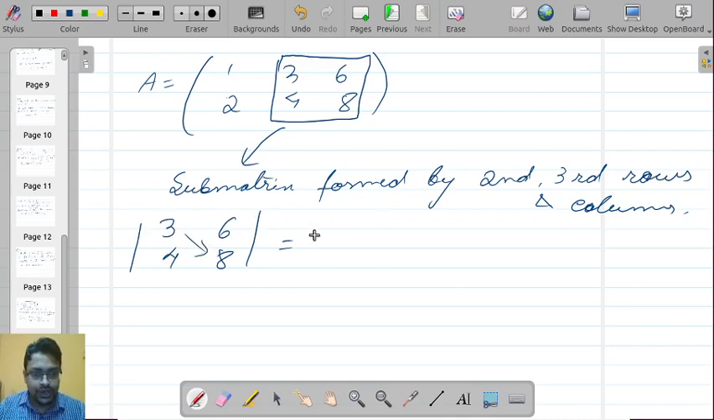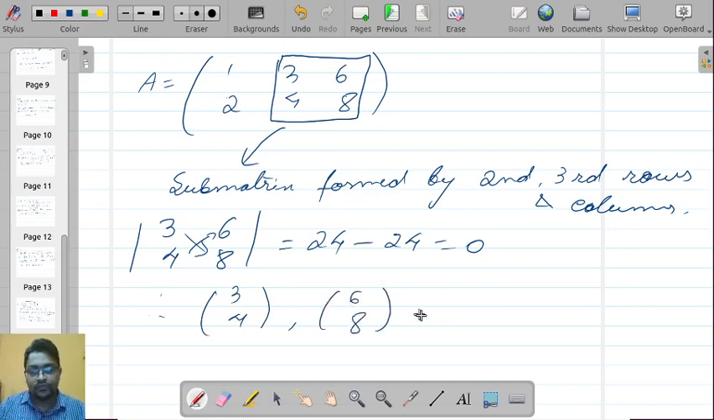If you multiply 3 into 8, that is 24, minus 6 into 4, that is 24. 24 minus 24 is 0. So here these two columns are not linearly independent. Therefore 3, 4, 6, 8 are linearly dependent. You can see nicely that the third column is a scalar multiple of the second column.